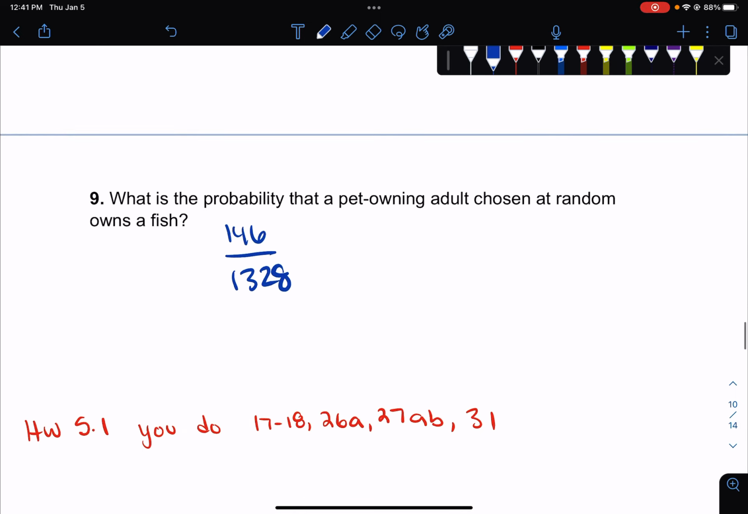Okay, homework 5.1. Go ahead and do 17 through 18. Do 26A, 27A and B, and 31. If you want to watch the last video before you do the homework, go ahead, or stop where you are right now while it's fresh and go look at the information to solve those story problems.